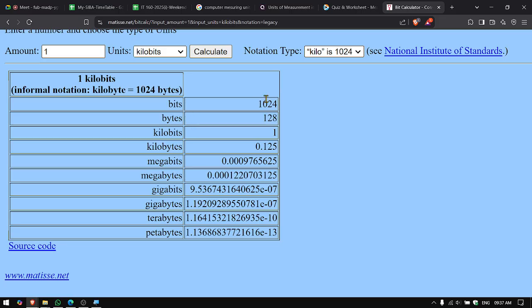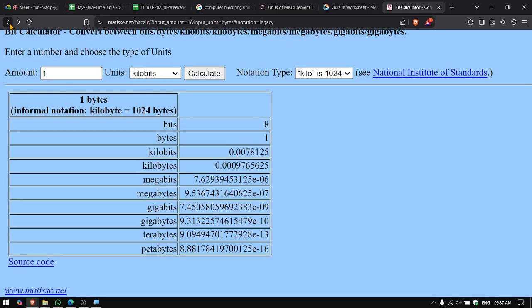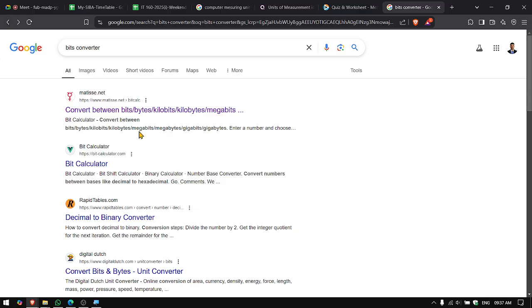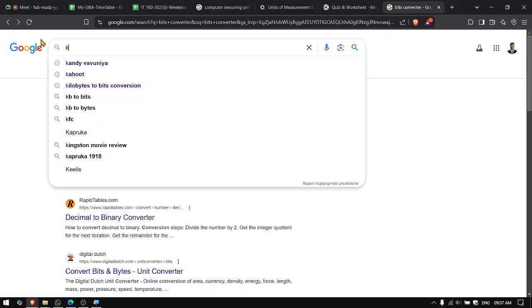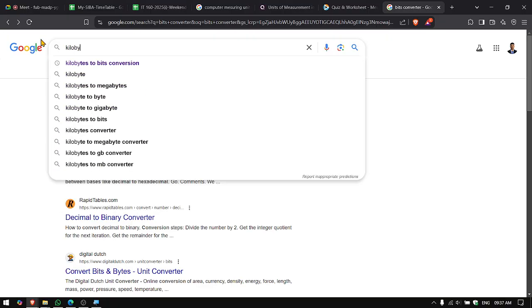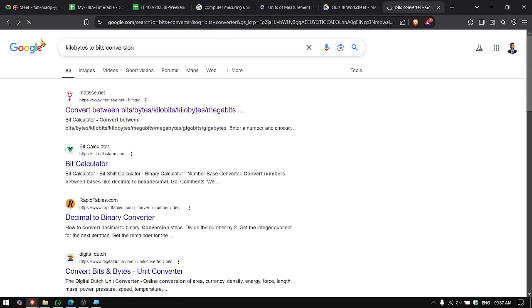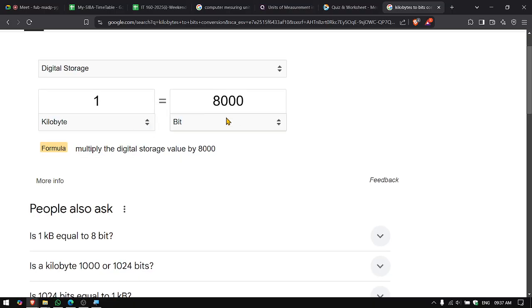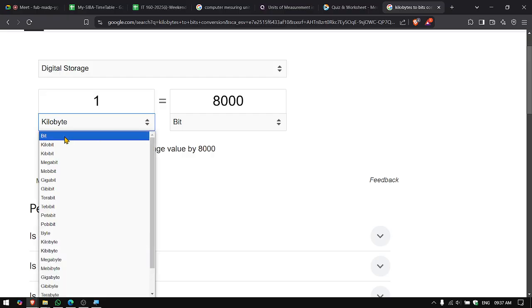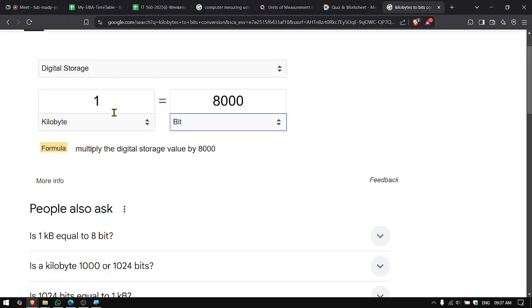And here bits, megabyte. Okay, I think there's a mistake here, so let's go for another one. We'll type kilobytes to bits conversion. All right, we have it, right? So here we have 1 bit. Okay, right. So this is going to be seen here.